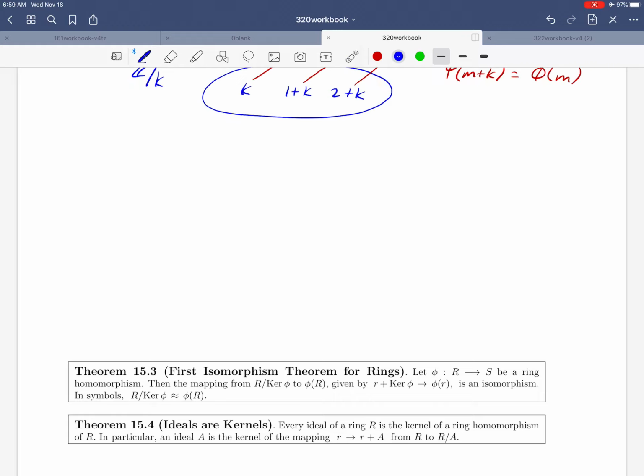Hi everybody, and welcome back to page 115 in the workbook. We're going to talk through theorems 15.3 and 15.4 in this video. Okay, let's start with theorem 15.3.